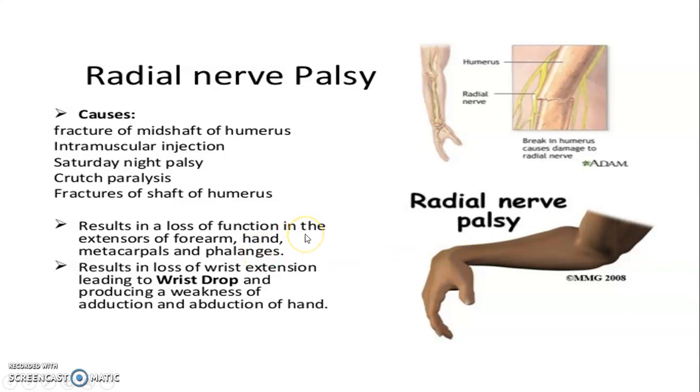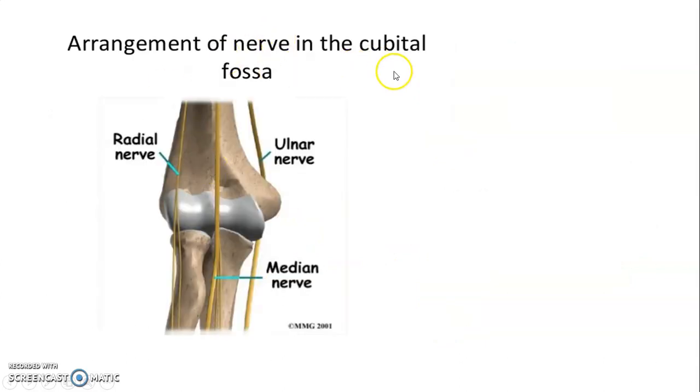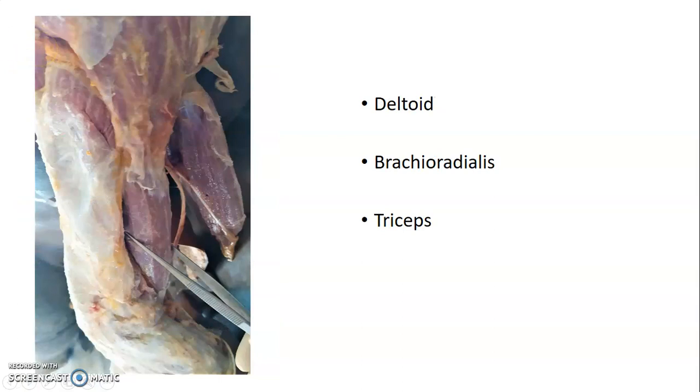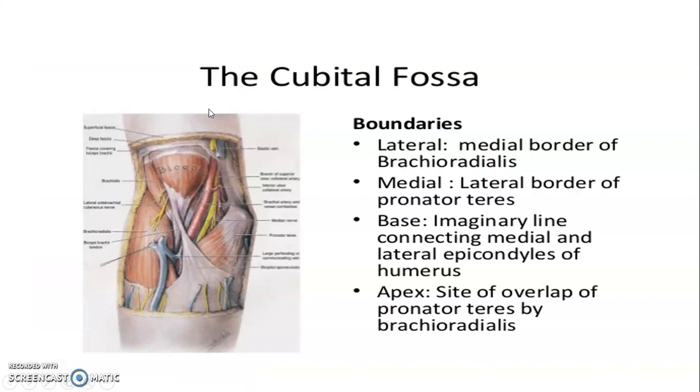So these are arrangements of the nerves in the cubital fossa. Behind the medial epicondyle, you have the ulnar nerve. Passing through the cubital fossa, you have your median nerve, and on the lateral aspect, you have your radial nerve that's dividing into the deep and the superficial branches. So this is your biceps brachii muscle, and this is your cephalic vein here. Okay, then this is deltoid here. This is your triceps and your brachioradialis on the lower aspect.